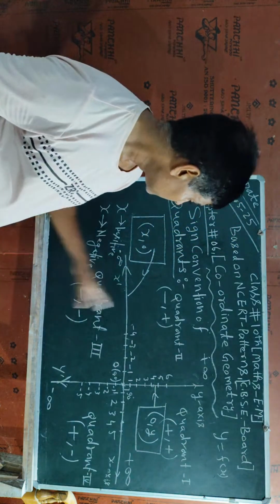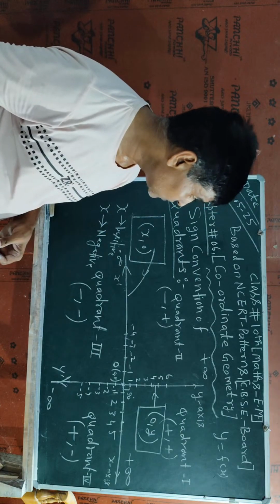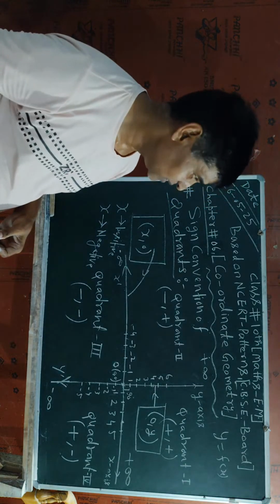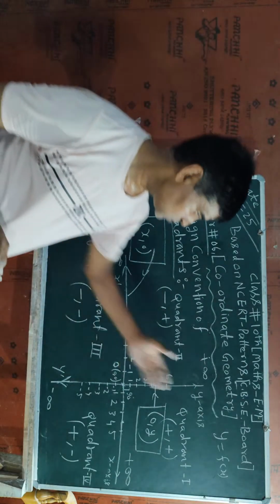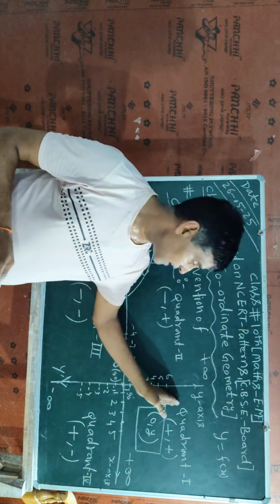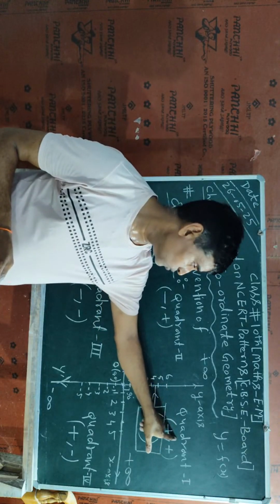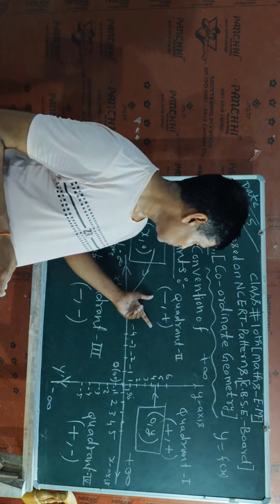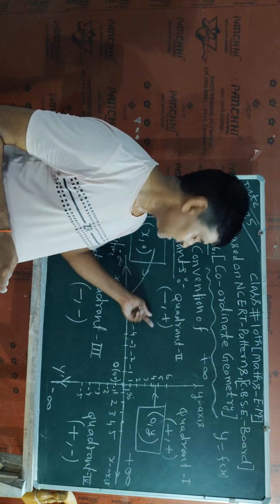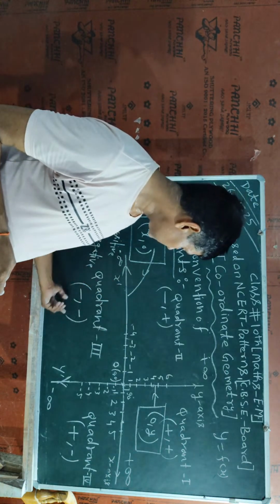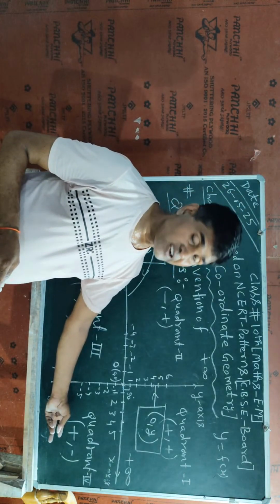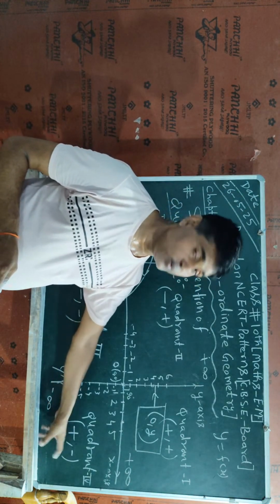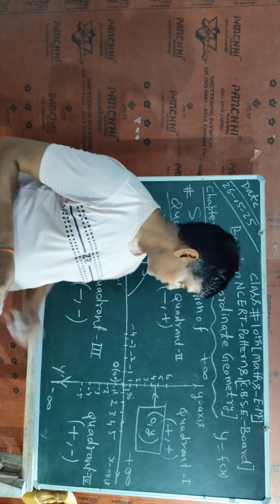Now here I am simply going to explain the sign convention of the quadrants. In the first quadrant, the signs of x and y are both positive. In the second quadrant, the x coordinate is negative and the y coordinate is positive. In the third quadrant, x and y are both negative. In the fourth quadrant, the x coordinate is positive and the y coordinate is negative.